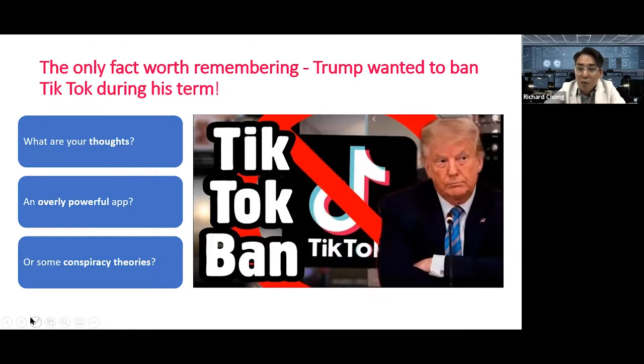Is it a very powerful app, or is there some conspiracy theory? You can leave it in the chat. Just tell us in the chat what you think about this. Does anyone have an answer they want to share? You must think from the position of Donald Trump. Yes, he feels threatened, but why does he feel threatened? Can you elaborate more on why he feels threatened?